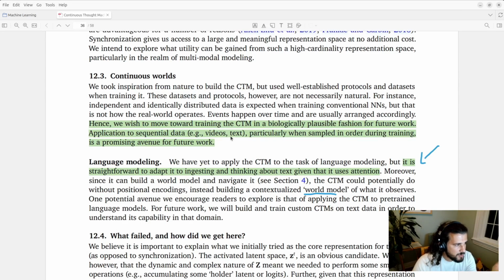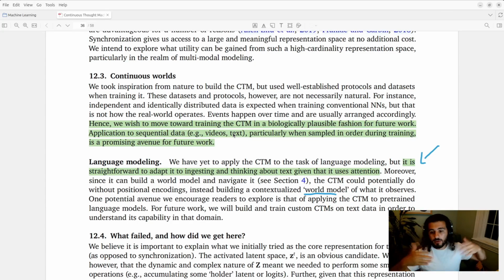So with video, text, sequential data, this is how we see the brain, the world, as something sequential. Sampling in order during training is a promising avenue for future work, and they also want to do that with text and language modeling, which I think is pretty cool, to create these word models within the CTM and do the pre-training thing.